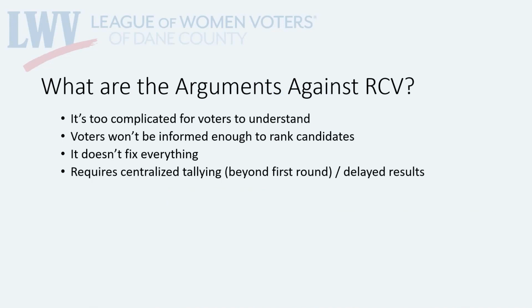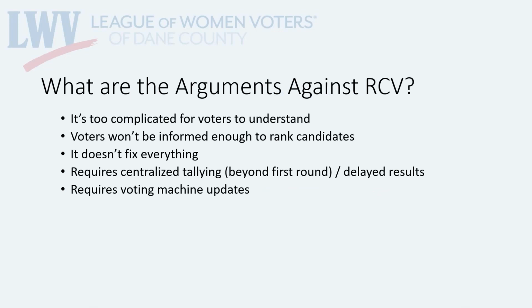A few more arguments against ranked choice voting include that it requires centralized tallying, which could create the perception of delayed results. Many places are used to reporting election results locally. In ranked choice voting, all votes need to be in before the first round can be considered complete. If it is a statewide election, the entire state's votes need to be in before one can determine if there is a winner in the first round, and if not, which candidate is eliminated. This could lead to a perceived delay in reporting results.